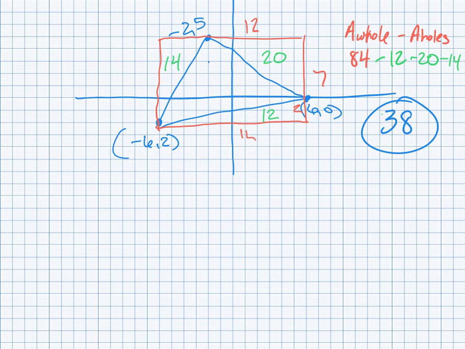So now what do we do with the points? We put them in a matrix. -2, 5, 1. -6, 2, 1. And 6, 0, 1. Oh, -6, -2. And 6, 0, 1. And then you're going to find the determinant and multiply it by 1/2, and you should get the same 38. If not, we look for our mistake.